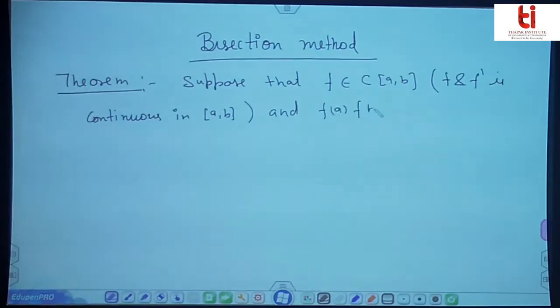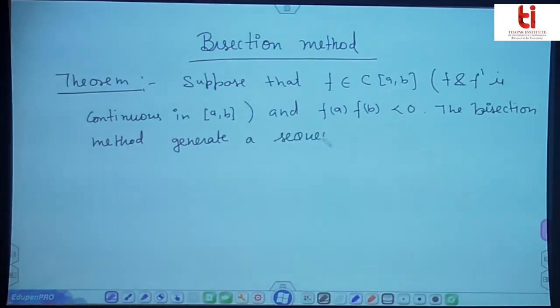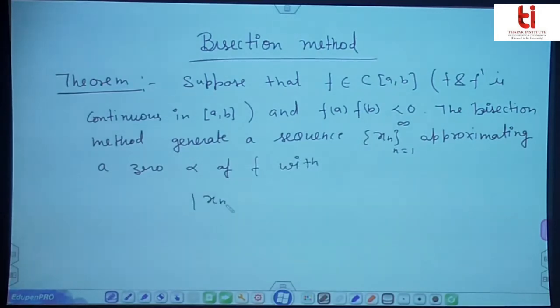and f of a times f of b is less than 0, then the bisection method generates a sequence {xn}, n equal to 1 to infinity, approximating a zero alpha of f with |xn minus alpha| less than or equal to (b minus a) upon 2 raised to power n, when n is greater than or equal to 1.